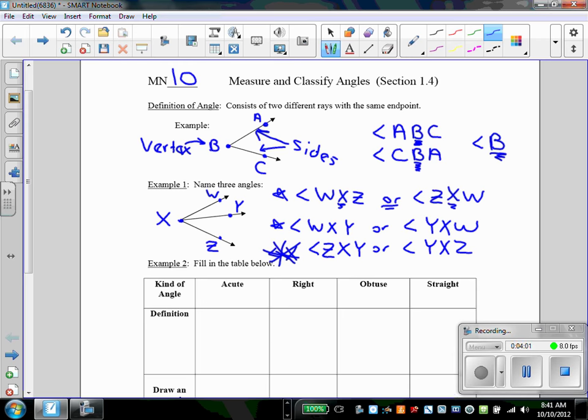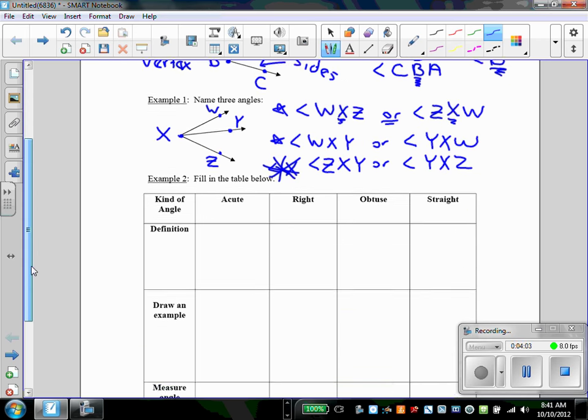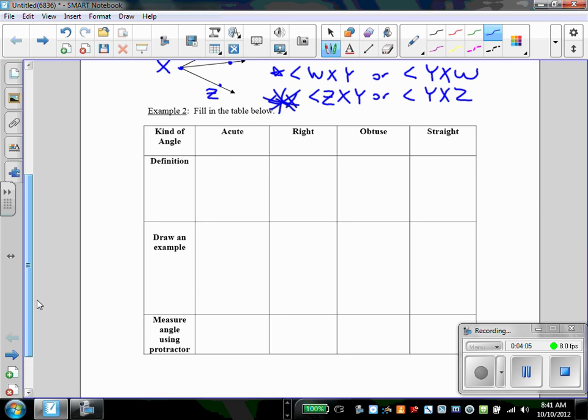The bottom table here says example 2, fill in the table below. We're talking about acute angles, right angles, obtuse angles, and straight angles. And folks, I know that this is definitely a review of earlier math courses. I'm going to have you take a little bit of time right now and define each one, draw an example of each one, and then measure the example you draw using a protractor that you have or you can borrow from me. So at this point, I'm going to pause the video to give you some time to work on this. You can pause it as well.